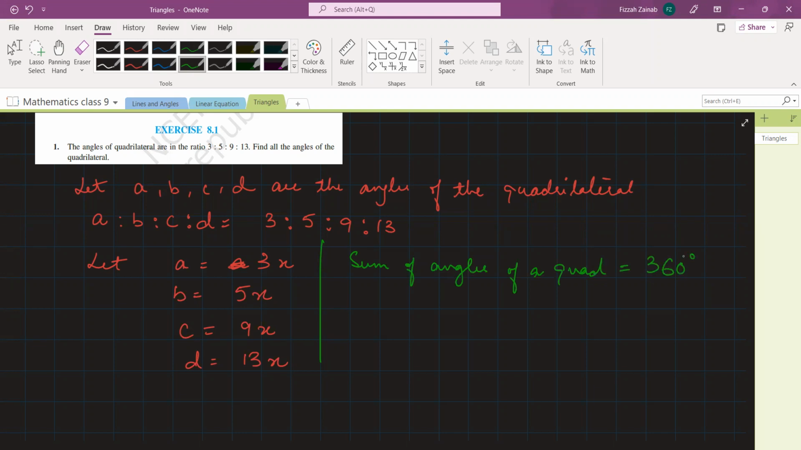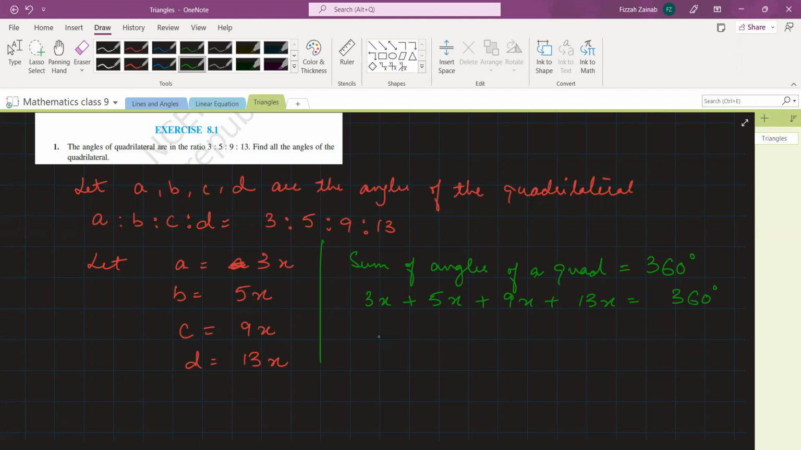Have I discussed it? I think I discussed it in the starting. The angle sum property, it is called, right? So the sum is 360 degrees. That means 3x plus 5x plus 9x plus 13x is equal to 360 degrees. So you add it, what do you get?